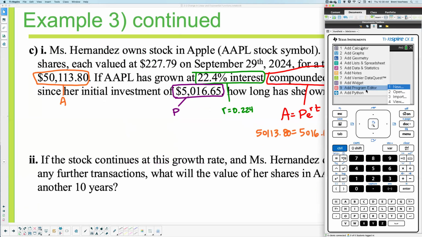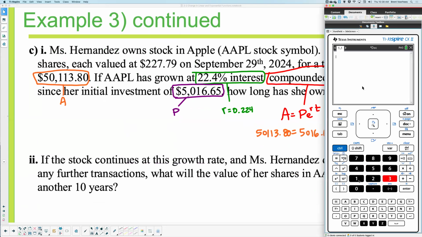Okay, so we're doing insolve again, mini 3-1. We have $50,113.80 equals $5,016.65. E, use the E, that's 2 buttons left of the 1. The rate is 0.224 times T. Again, if I press enter right now, it'll give me an error. What am I missing?